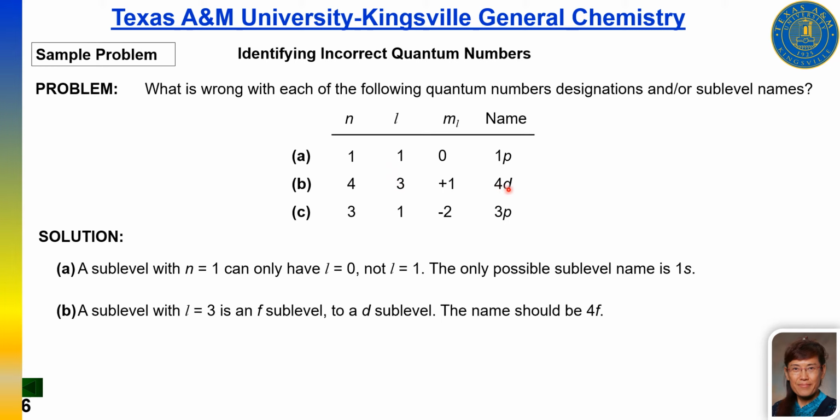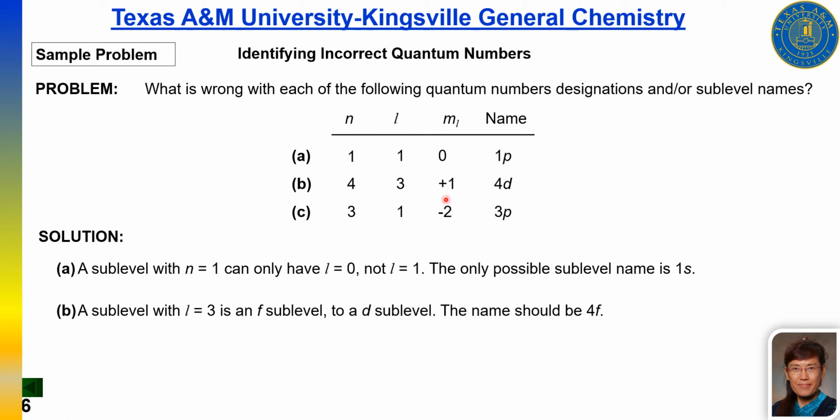4F, thank you, 4F, not 4D. D corresponding to L is 2. If L is 2, you call the d orbital. So our subshell should be F orbital. You call the 4F.